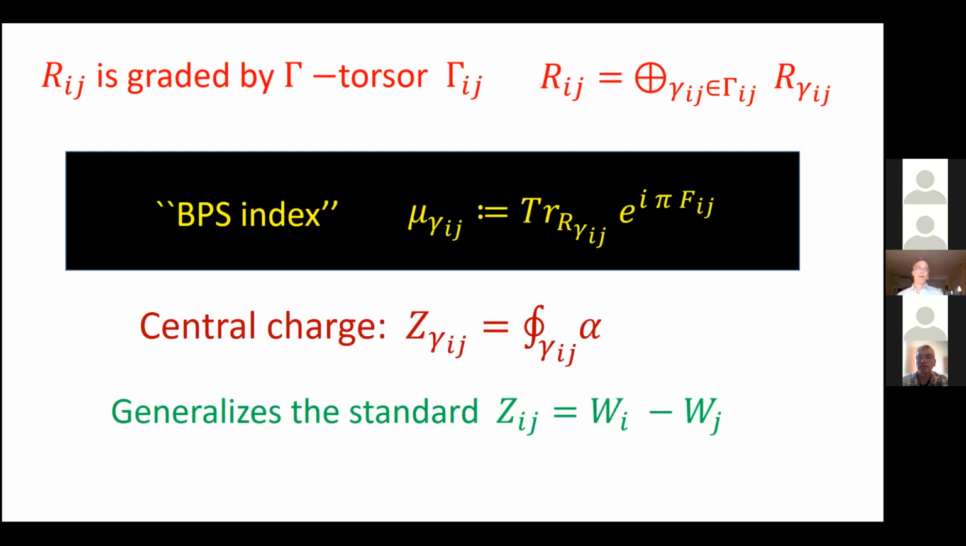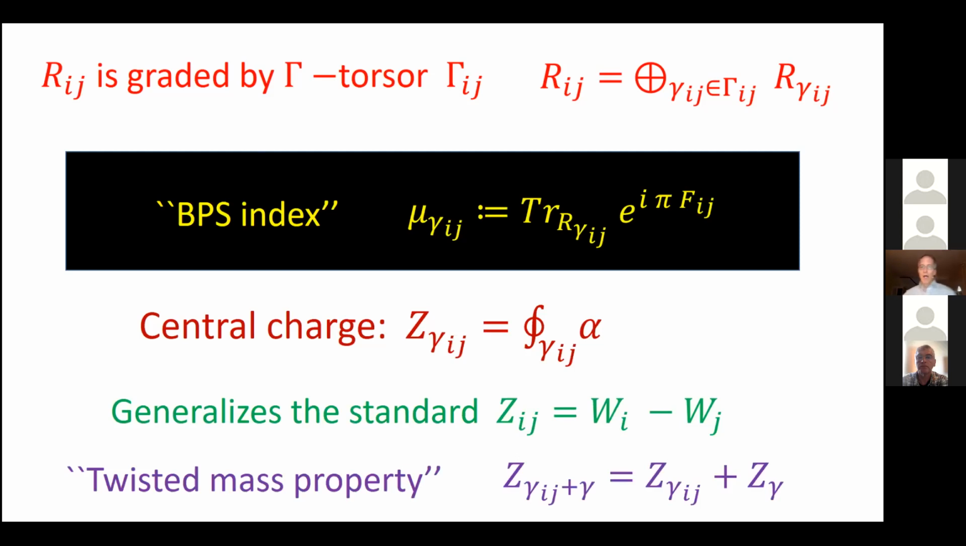That's correct. And this generalizes the very familiar formula from Fukaya-Seidel theory, for example, that the N=2 central charge, the BPS central charge it's sometimes called, Z_ij, is the difference of the critical values. This is the generalization. Notice it has the twisted mass property that if I shift gamma_ij by a closed homology class, then Z_gamma_ij shifts by the period of alpha.